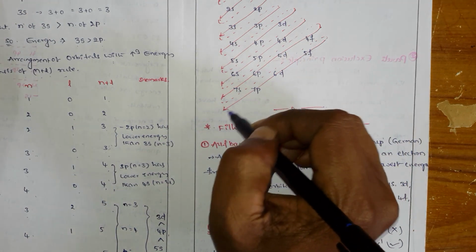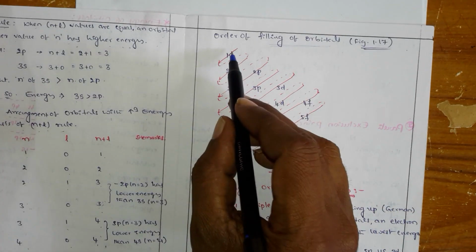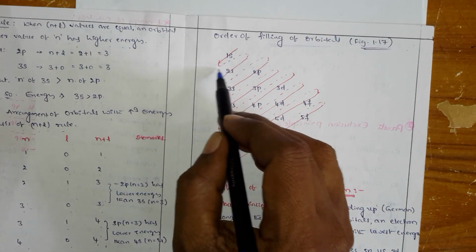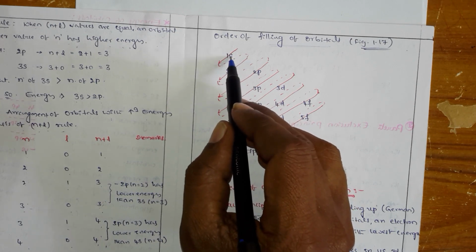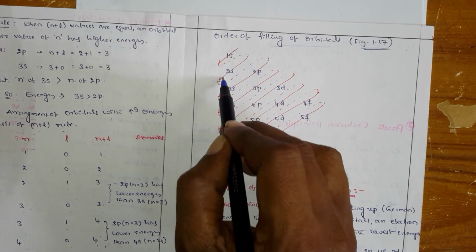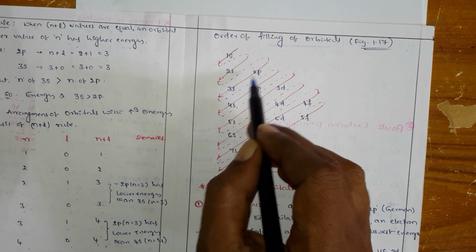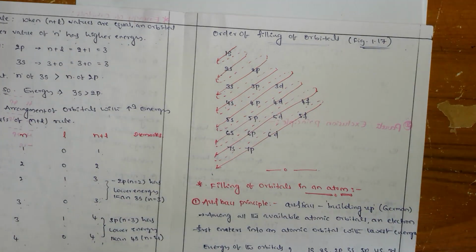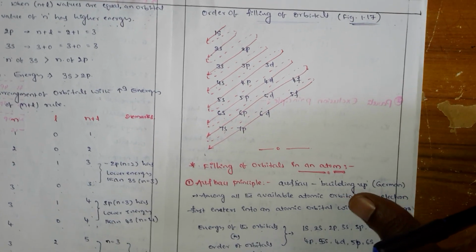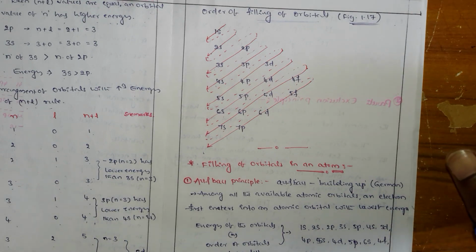It follows like this. First electron will enter the 1s, and the next electron also in the 1s, 2 electrons, next is the 2s, next the 2p, 3s, next the 3p, 4s, like this is the order of filling of orbitals. Okay, right. In the next lecture we are going to see another topic, filling of orbitals in an atom.